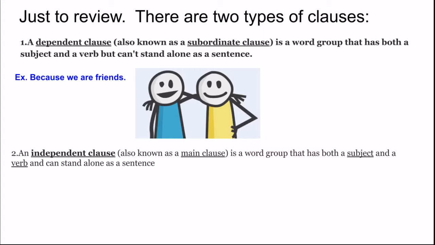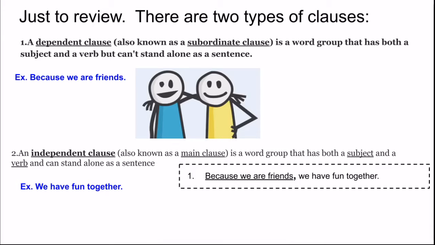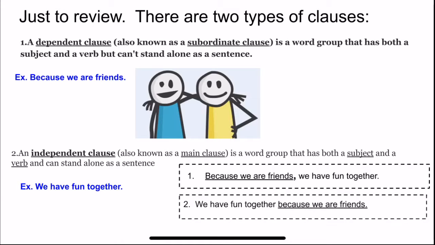Okay, number 2 is the independent clause. It's also known as a main clause, is a word group that has both a subject and a verb and can stand alone as a sentence. And remember, I told you that's just the college word for a complete sentence. So like, we have fun together. Well, if you put both of those together, in your notes yesterday, I told you if you put a dependent clause in the beginning of the sentence, you put a comma after it. Because we are friends, comma, we have fun together. However, if you reverse the order, if you put that dependent clause at the end, you do not need a comma in the sentence.